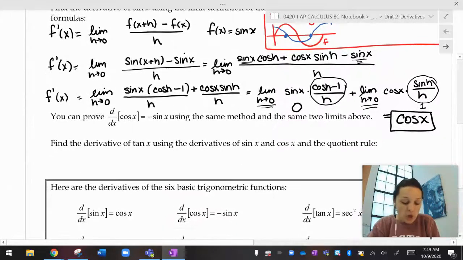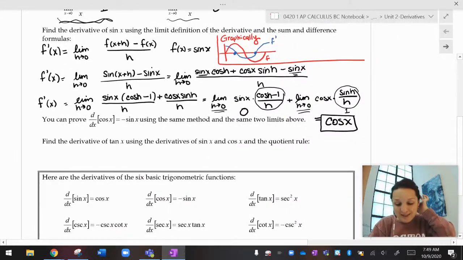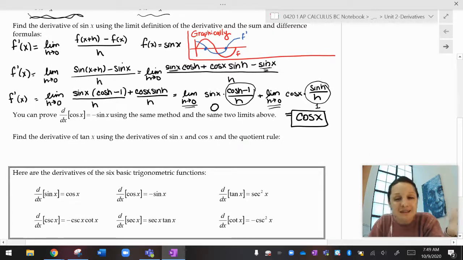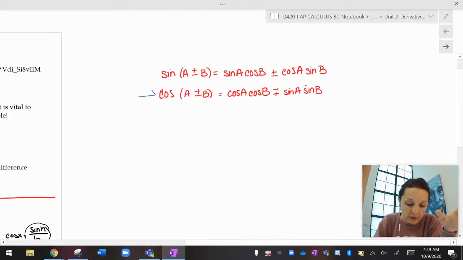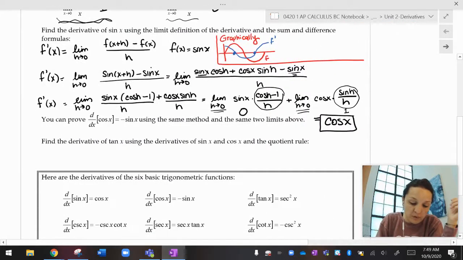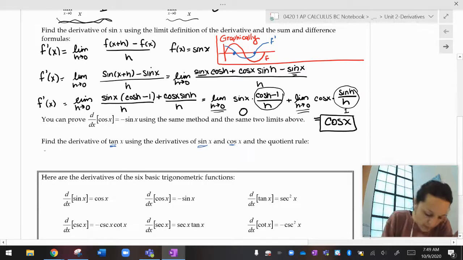Yay, awesome. You could prove that the derivative of cosine is equal to negative sine using the same limit method and the same limits as above. I'm not going to go through and do that again, just trust me, because cosine has a sum and difference formula like this. I could do the same exact thing to prove that the derivative of cosine is negative sine. Now, what about tangent? Well, if I want to find the derivative of tangent, I can use sine and cosine in the quotient rule, because tan x is equal to sine x over cosine x.